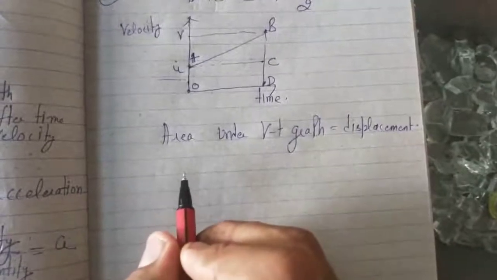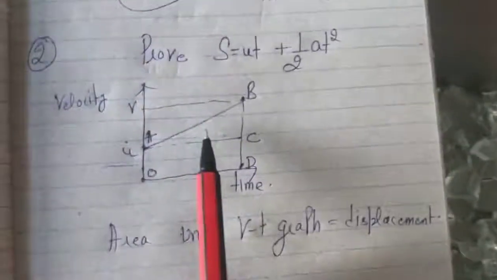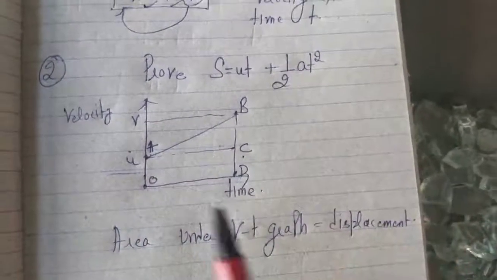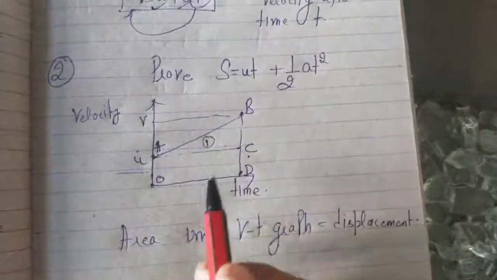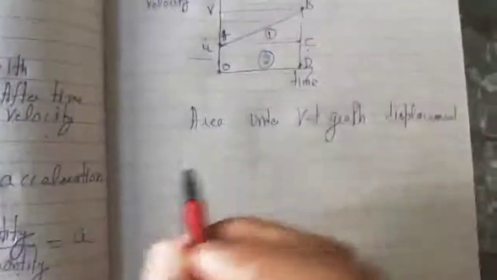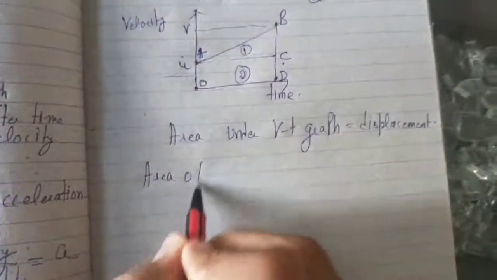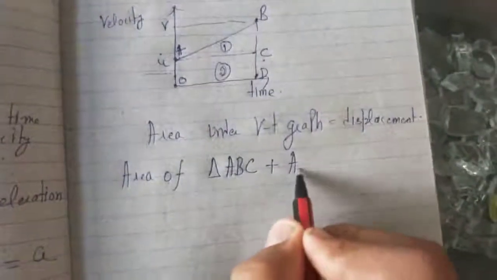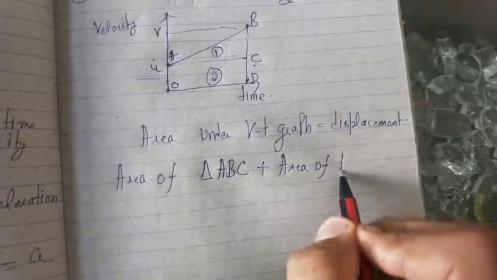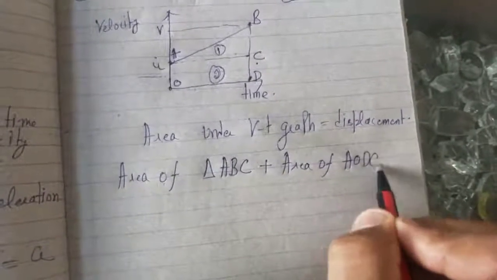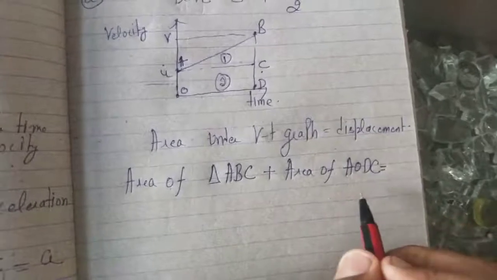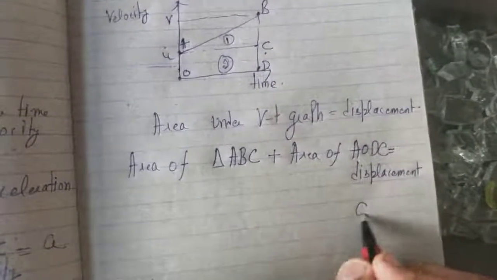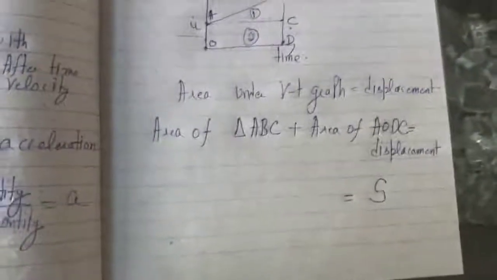So what is the area? There is a triangle ABC plus AODC, which is a rectangle. Two areas are there: one is a triangle and another is a rectangle. So total area is area of triangle ABC plus area of rectangle AODC. That is the total area, that is equal to displacement, and we denote this displacement by S.